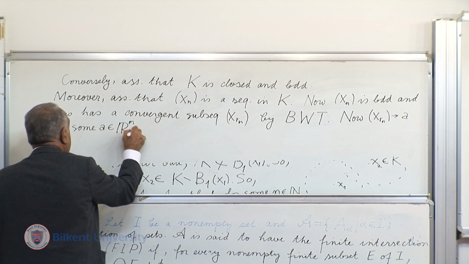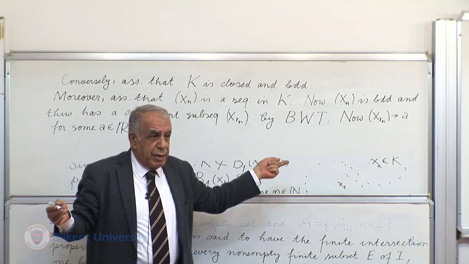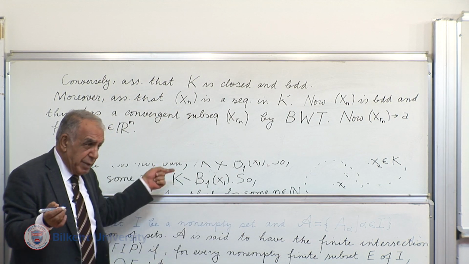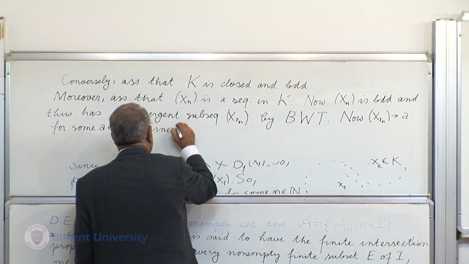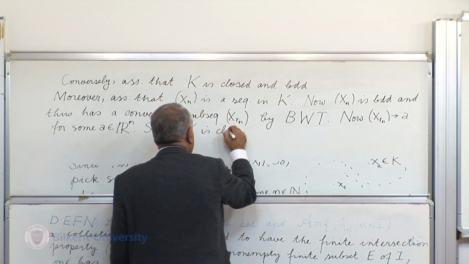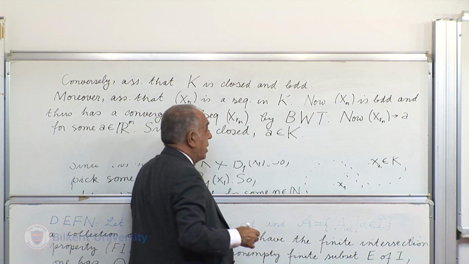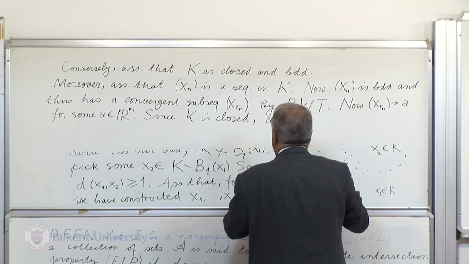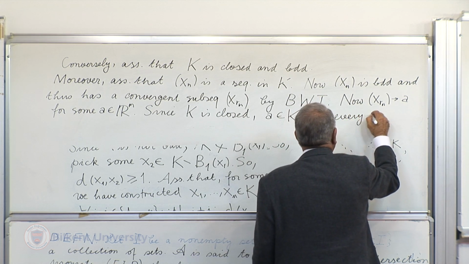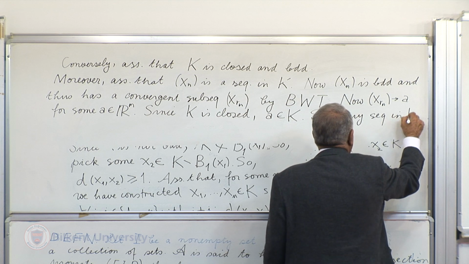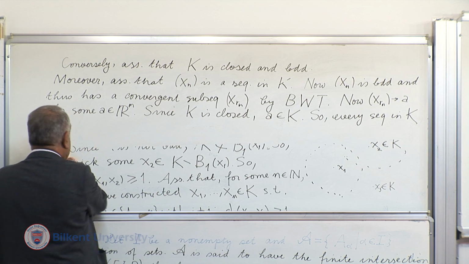But so far we only have used boundedness. We know K is closed as well. So the limit of every convergent sequence in K must belong to K. Since K is closed, A belongs to K. So, well, let me write it once more. Every sequence in K has a convergent subsequence whose limit belongs to K.